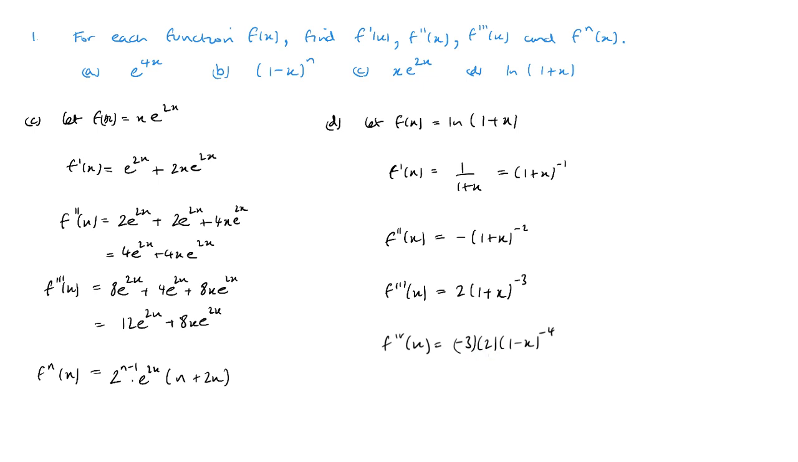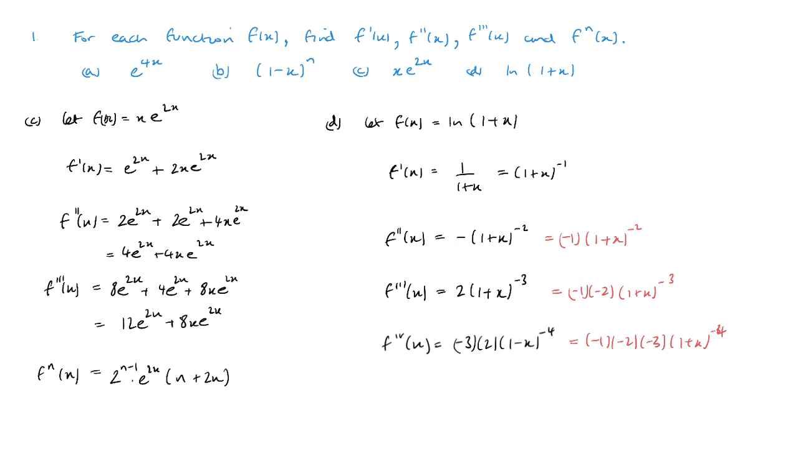So a bit of a pattern. Now, if I just do this in red, this one here was minus 1 times 1 plus x to the minus 2. This one was minus 1 times minus 2 times 1 plus x to the minus 3. This one is minus 1, minus 2, minus 3 times 1 plus x to the minus 4. So there is a pattern.